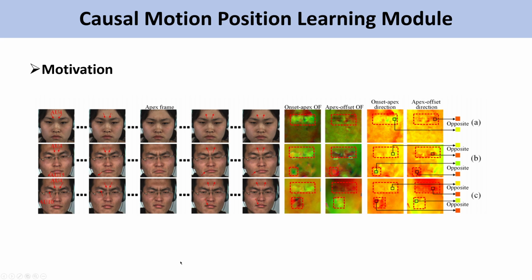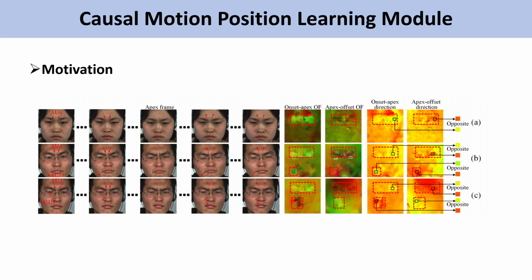The design idea of the causal motion position learning module is shown in the figure. We first calculate the motion directions from the optical flows separately, and then visualize the motion directions using different hues. The visualized colors of muscle movements in the action unit regions indicate that the muscle motion directions between the onset apex phase and the apex offset phase are almost completely opposite.